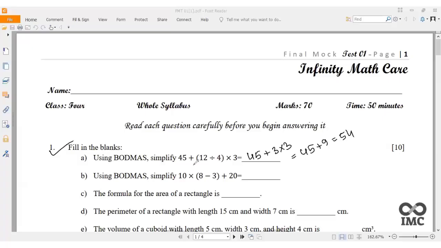Very simple. Number B. Using BODMAS, simplify 10 multiplied by 8 minus 3 plus 20. So 10 multiplied by 8 minus 3, that will be 5 plus 20. 10 multiplied by 5 will be 50 plus 20. So answer will be 70.